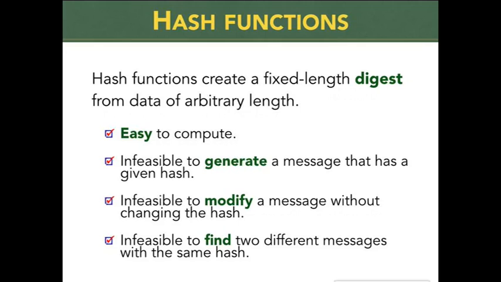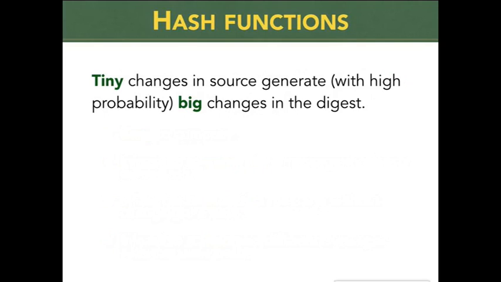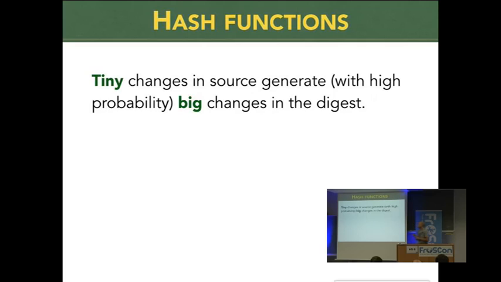And the basic idea is this: tiny changes in the source generate big changes in the digest. So, for example, if we are hashing 1 gigabyte of information, and we change just 1 bit, if the hash function is good enough, it should generate a new hash with at least 50% of the information changed.